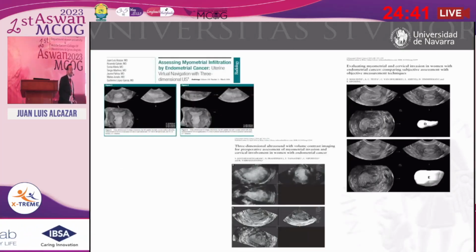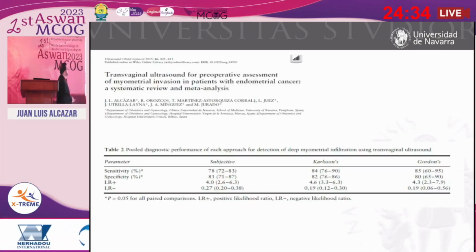There are also three-dimensional ultrasound methods proposed to establish the myometrial infiltration. And when we compare in this meta-analysis the different approaches, subjective impression, Carlson's method, and Gordon's method, we observed that there were no statistically significant differences between all these three methods. So in this case, you can use the one you want. Obviously, Carlson's method is very easy to perform, very reproducible, and this would be the one to be advised to use.